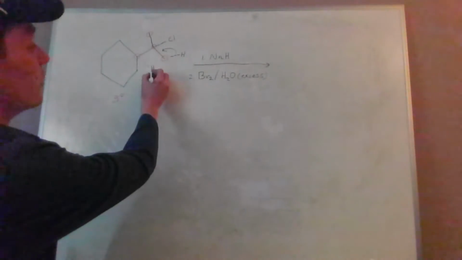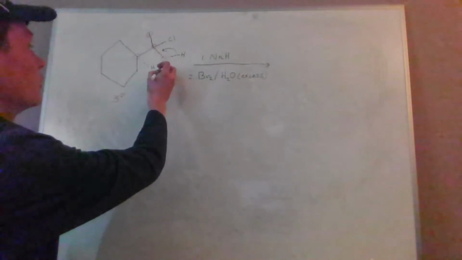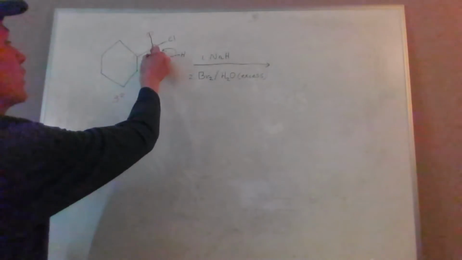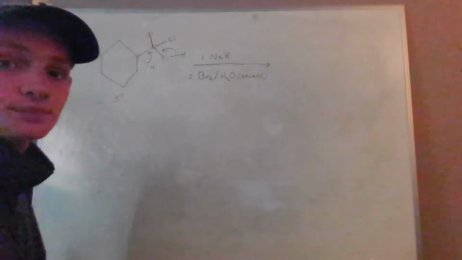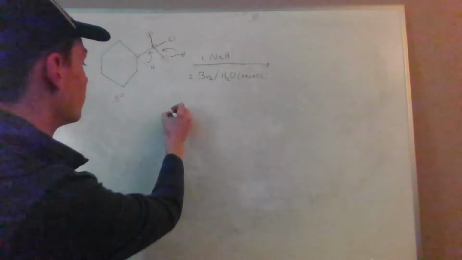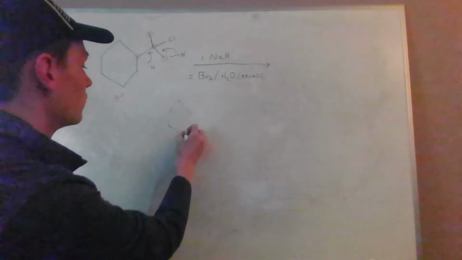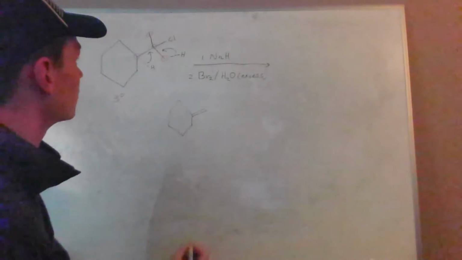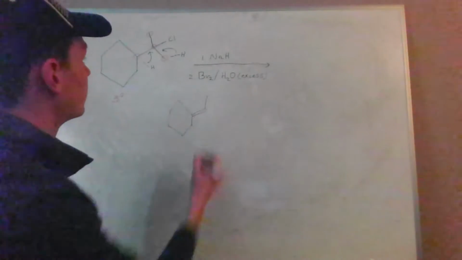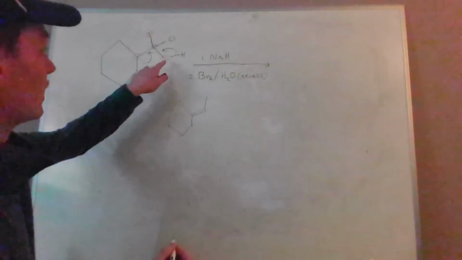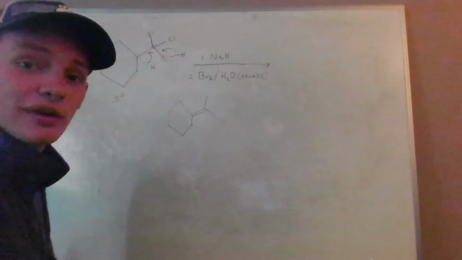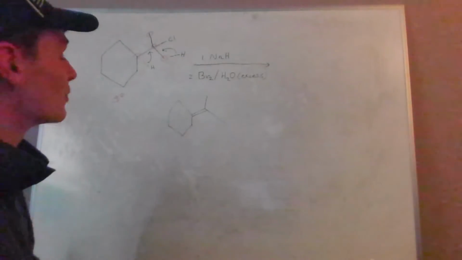But what if we removed this proton? So if we removed this proton, the electrons would go here, right? So let's see how many substituents that would give us. So we have our cyclohexane, we have our double bond here, and then we have the methyl group there, and then again, we didn't do anything to this methyl group, so it'd still be there. Whoa, that's a lot more substituents.